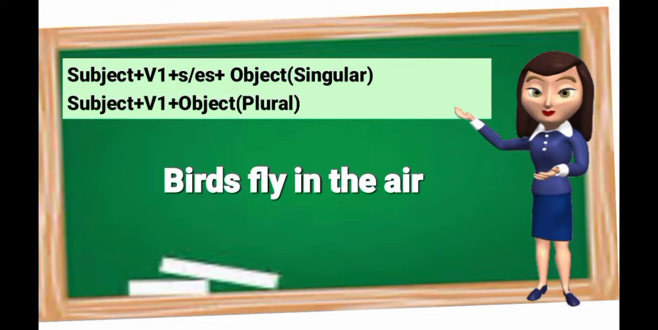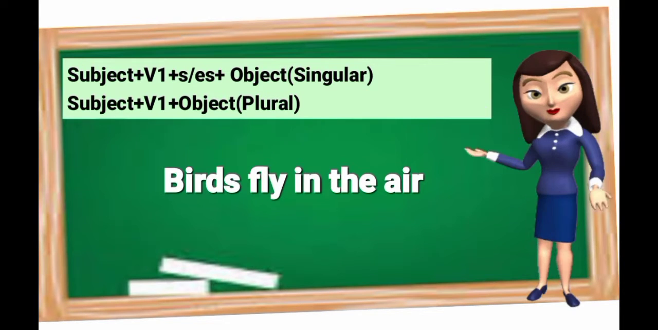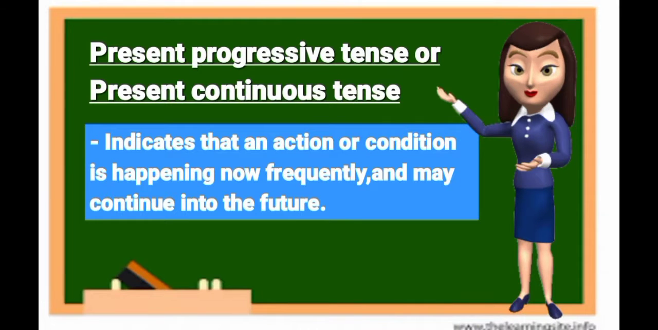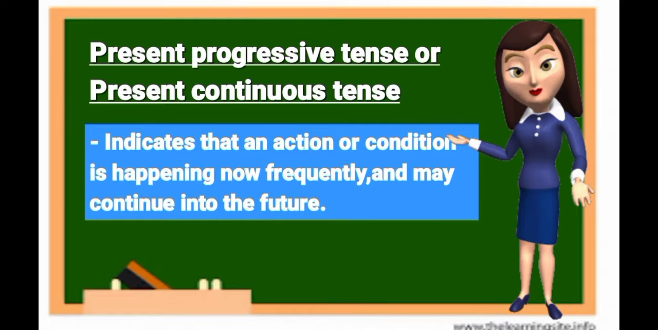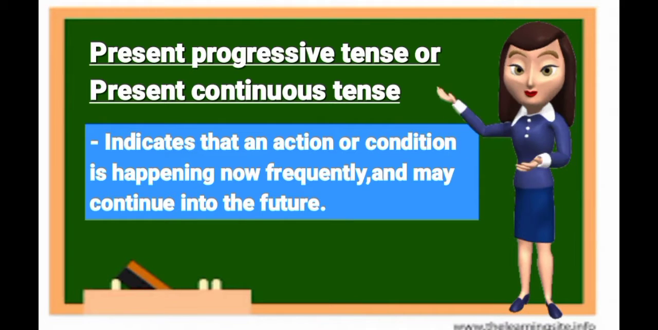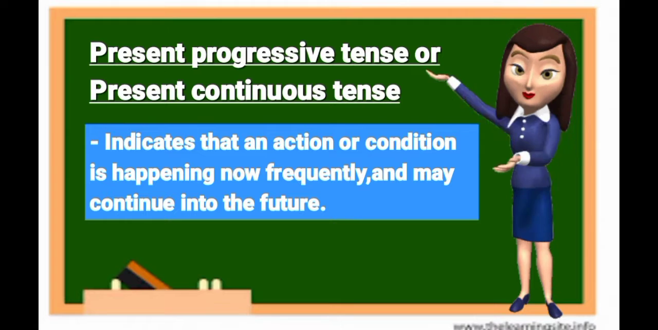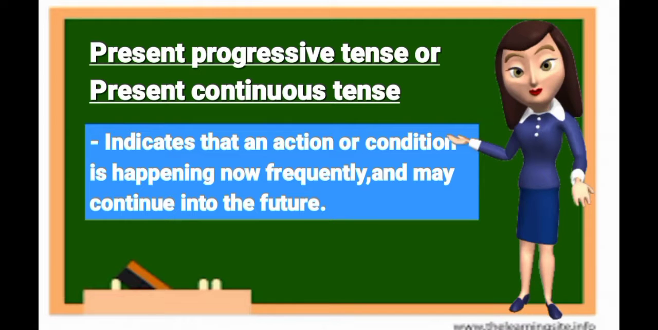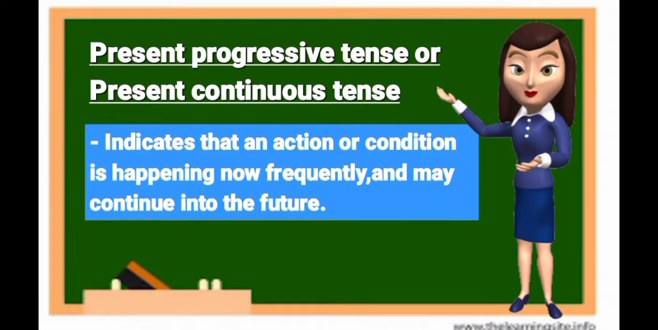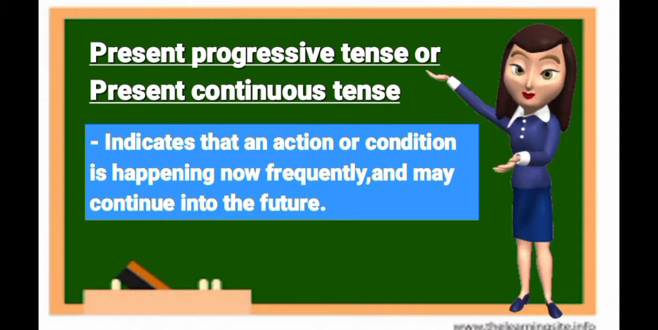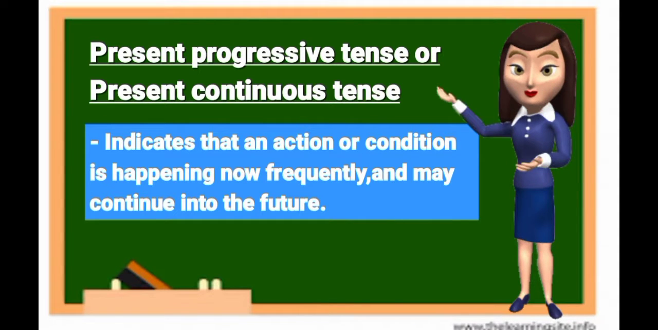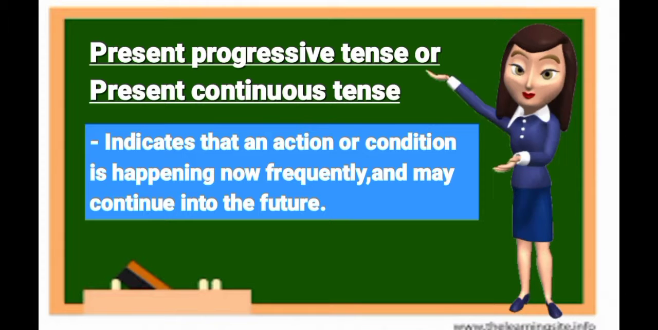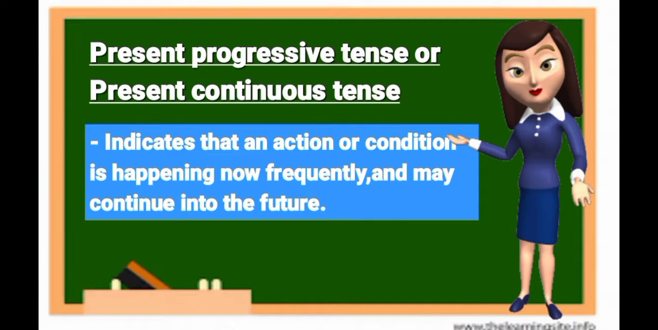So the next tense is present progressive tense or present continuous tense. It indicates that an action or condition is happening now, frequently, and may continue into the future. So this means happening now. The action is happening now and frequently may continue into the future. So for us to understand what present progressive tense or present continuous tense is, here are the examples.